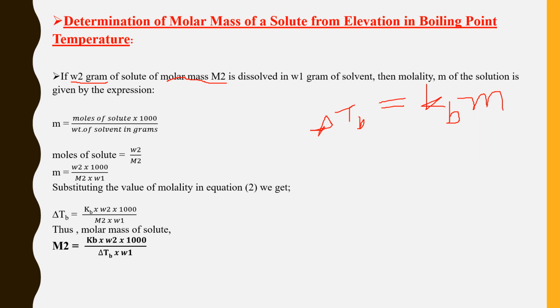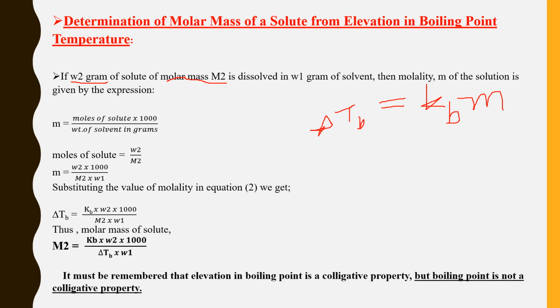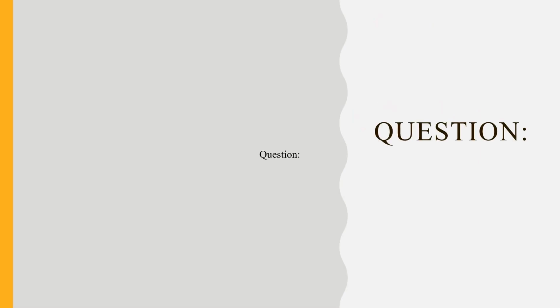And it must be remembered that the elevation in boiling point is a colligative property, but boiling point is not a colligative property. Elevation in boiling point is a colligative property, but boiling point is not a colligative property.